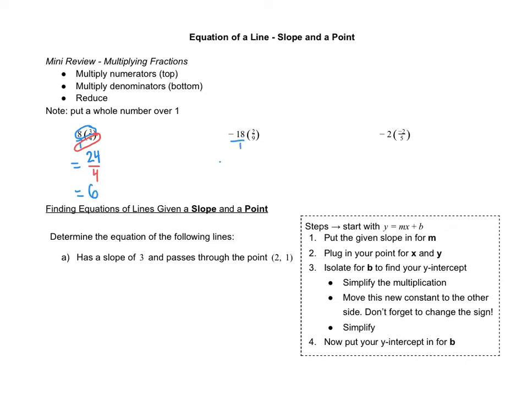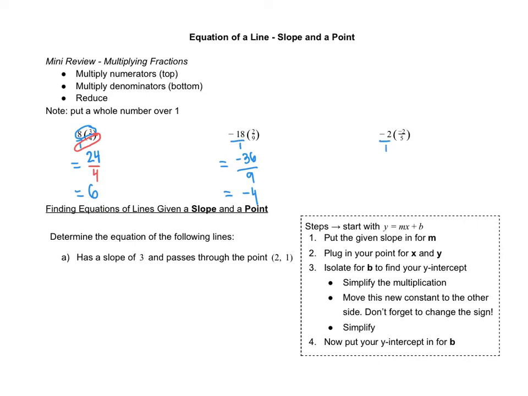The next one, again, I put the negative 18 over 1, I multiply the tops. Negative 18 times 2 is negative 36. 1 times 9 on the bottom is 9. And this again reduces to a nice whole number of negative 4. If it reduces to a whole number, write it like this instead of over 1. It'll just make your life easier in your calculations.